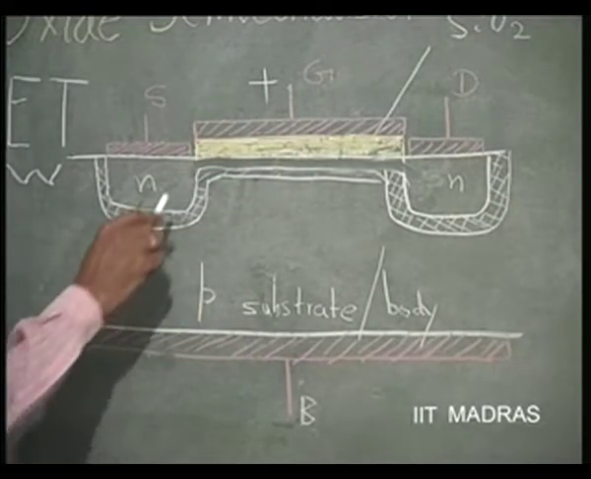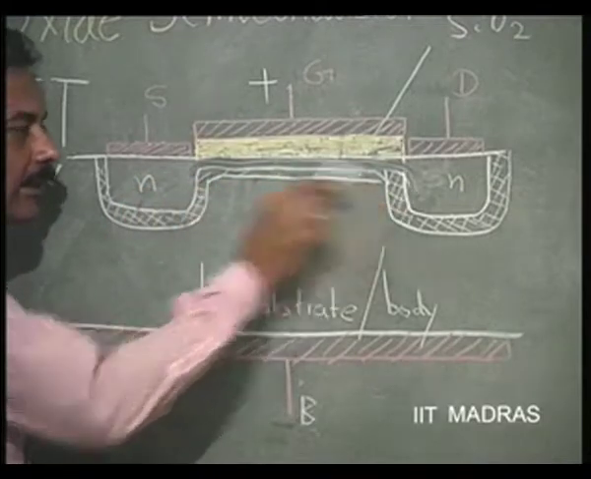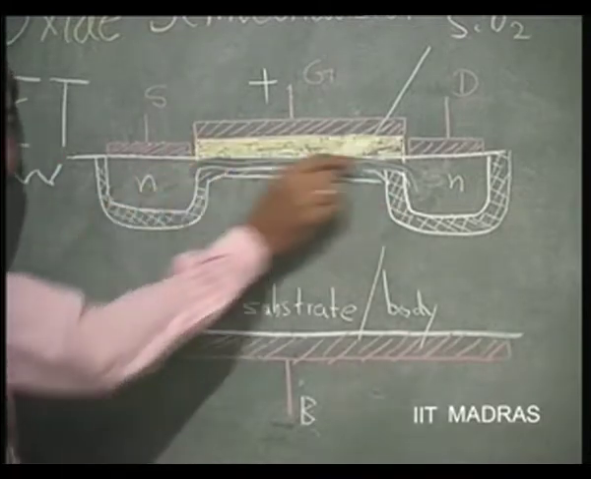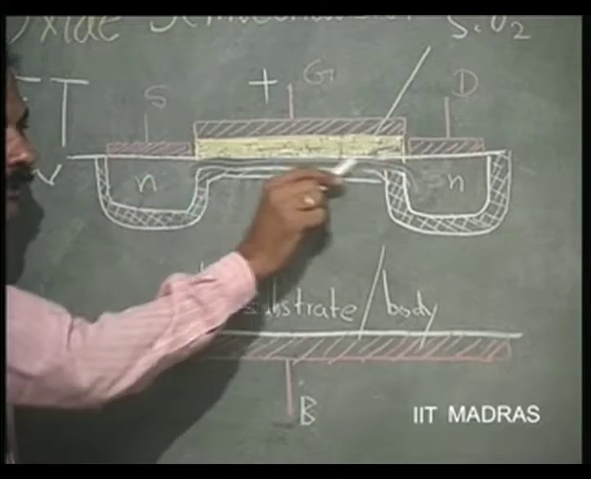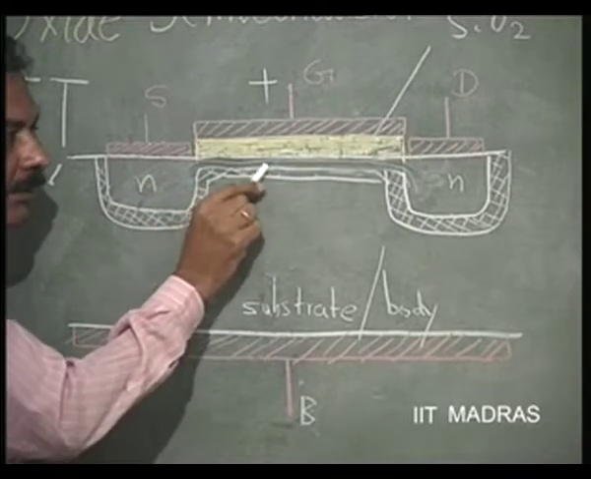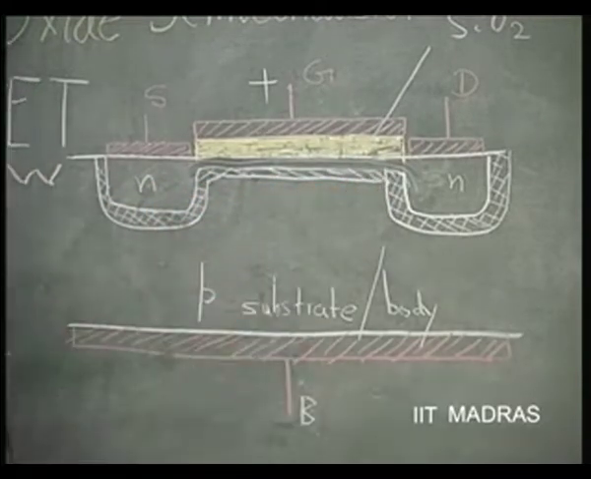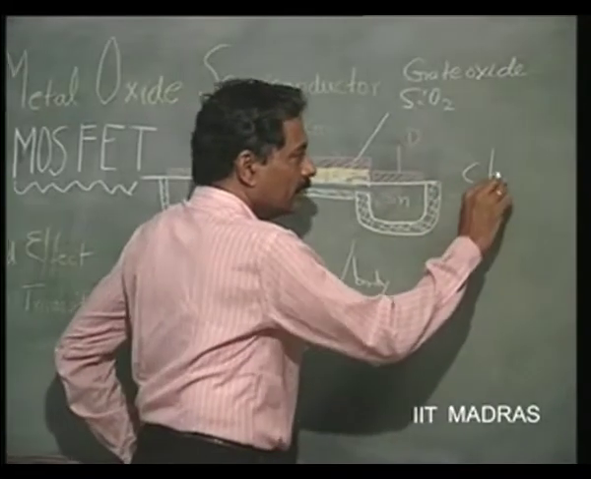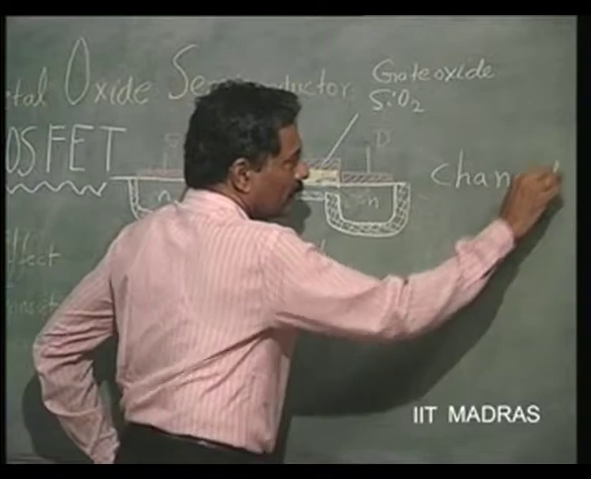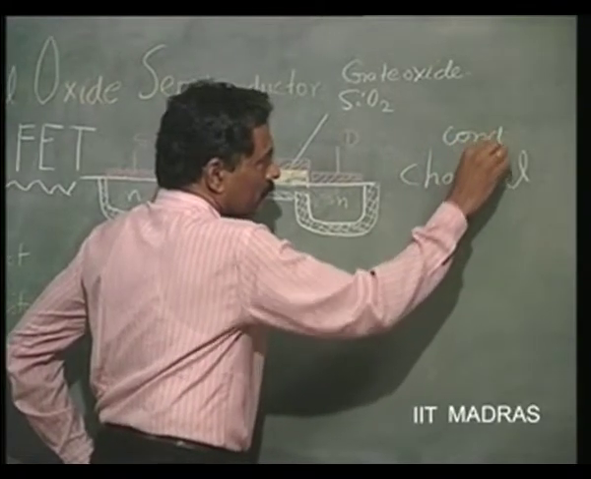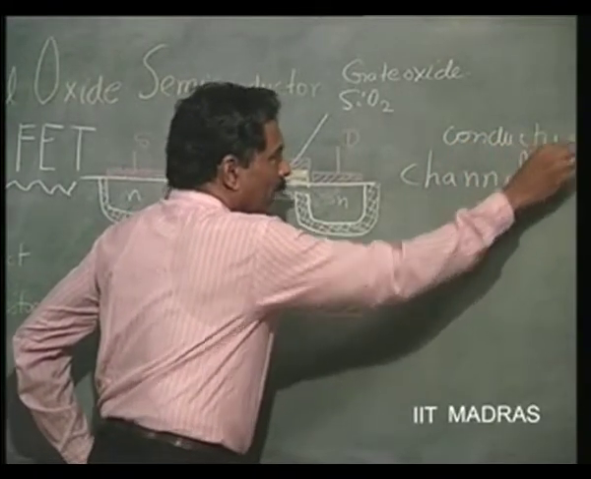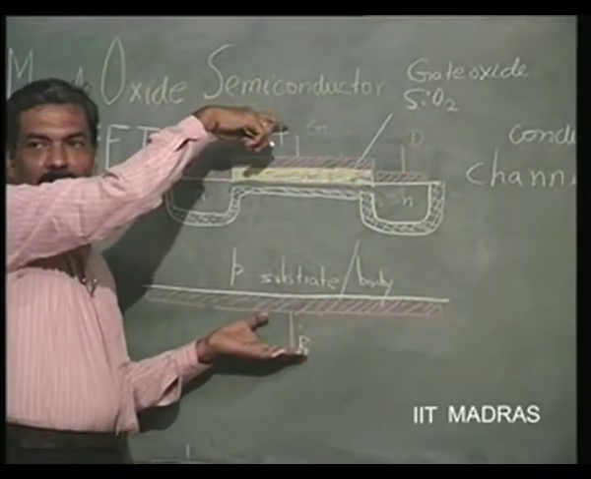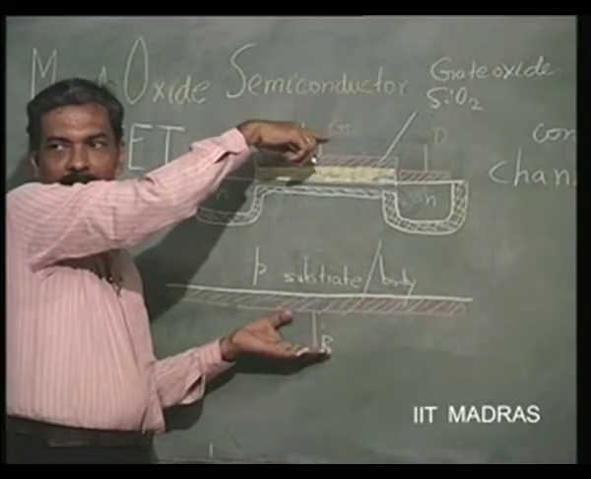Now, this is open to conduction because this was N and this was N. Now, if you make this N type, what will happen? There is a channel open between source and drain. So, you are set to formulate a conductive channel by applying a suitable voltage from bulk to gate.